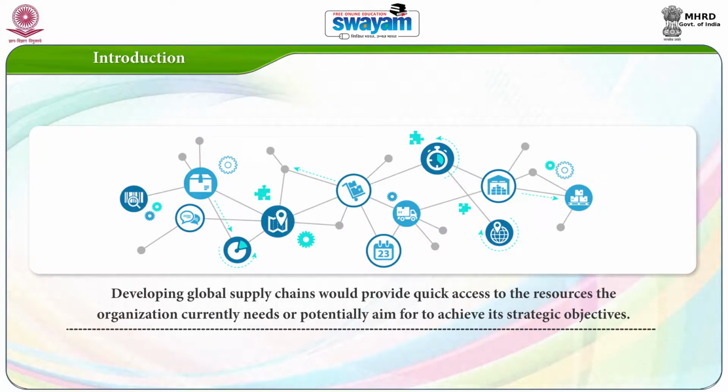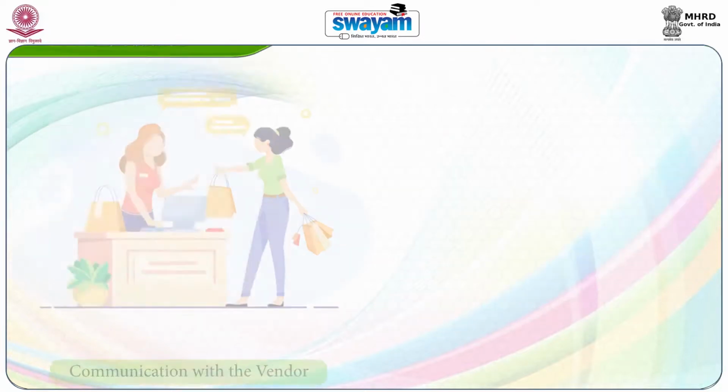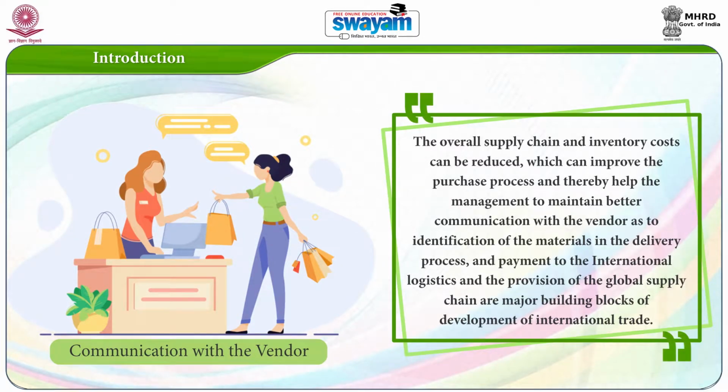It is imperative to locate global operations and develop need-based global supply chains which require strategic planning and control. Developing global supply chains would provide quick access to the resources the organization currently needs or potentially aim for to achieve its strategic objectives. Further, the overall supply chain and inventory costs can be reduced, which can improve the purchase process and thereby help the management to maintain better communication with the vendor as to identification of the materials in the delivery process and payment to the international logistics, and the provision of the global supply chain are major building blocks of development of international trade.